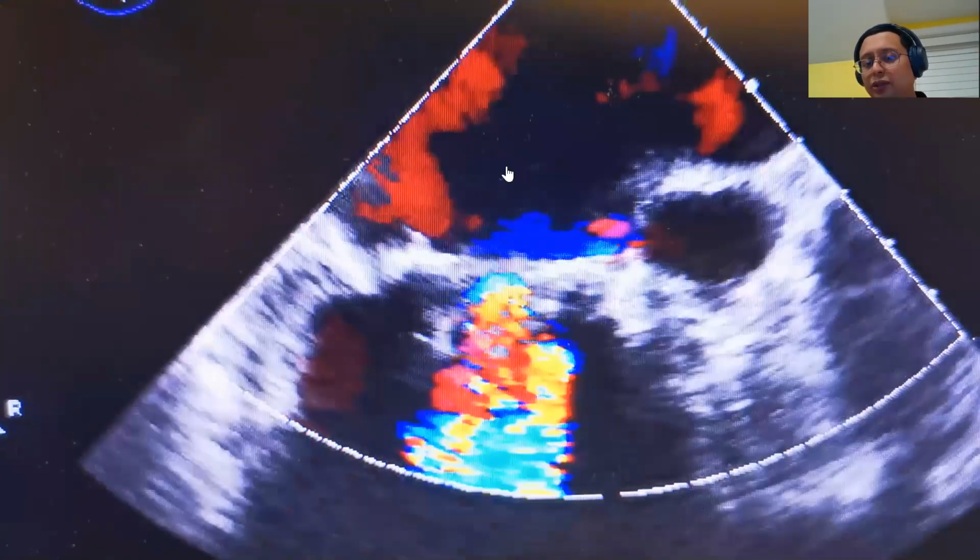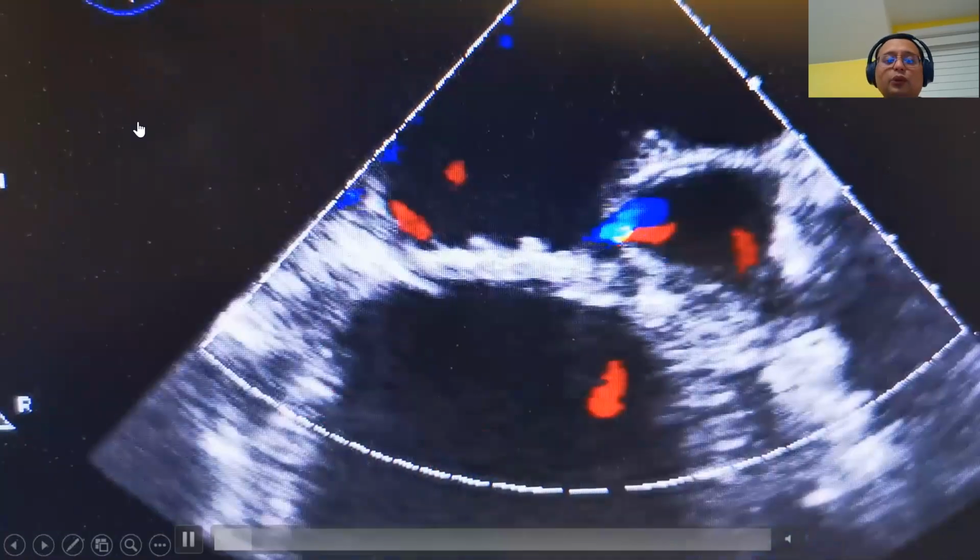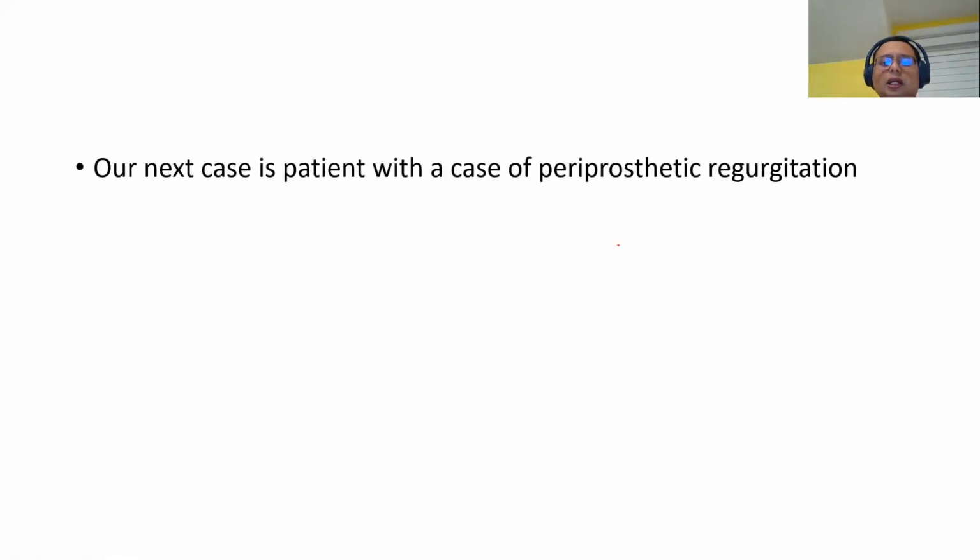Right, so I show you again. This is your pseudo aneurysm there. We're almost going to end this now. I just wanted to show you maybe two other cases.